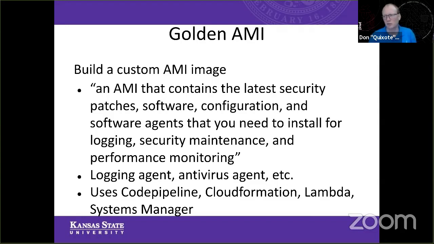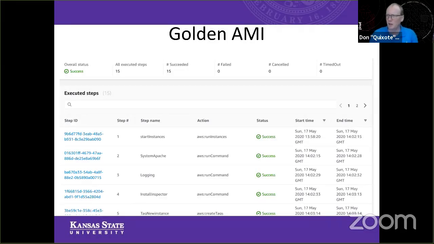Our process uses Code Pipeline, CloudFormation, Lambda, and Systems Manager to build those. Here's an example of the Systems Manager document that actually builds the Golden AMI, starts the instances, installs the different things in different steps, and then later on it's going to stop the instance and build an image from it, assuming all of the build steps were successful.